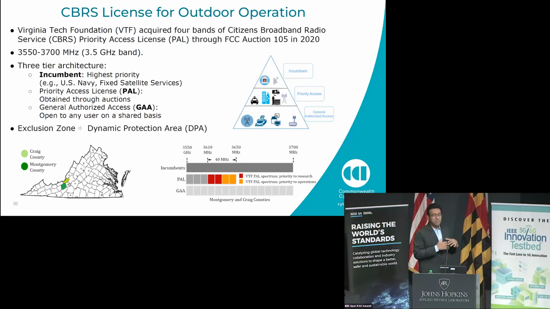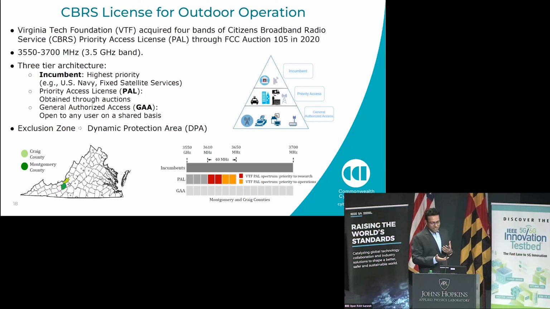CBRS is a very US-specific band that has been offered by the FCC for hierarchical users. In this grid, there are three levels of users. The topmost is the incumbent, which is the highest priority. Those are primarily Navy radars, US military, or satellite services. Next in line is the priority access license, which has to be bought through auction. You have to pay for that. And the third is the general authorized users, which are free users, but on a shared, first come, first serve basis. Whenever the other users are not there, they can use that.